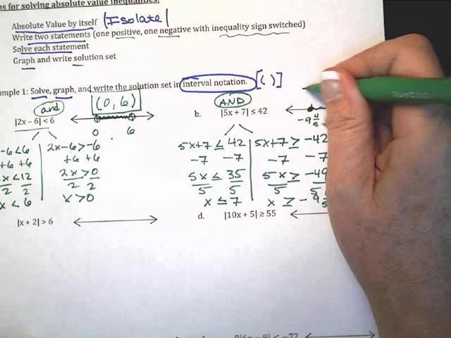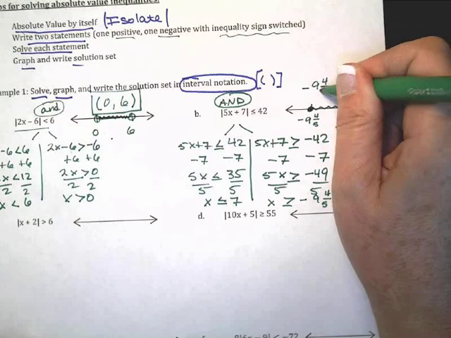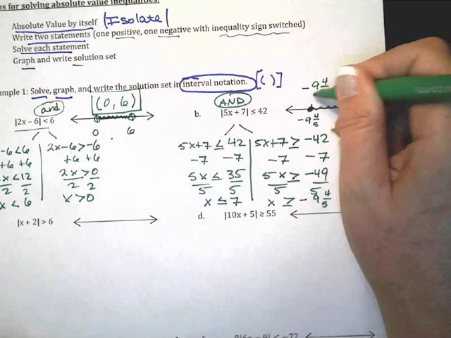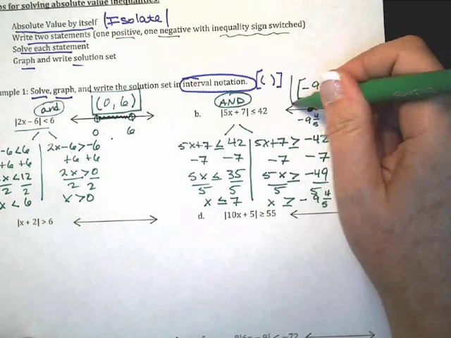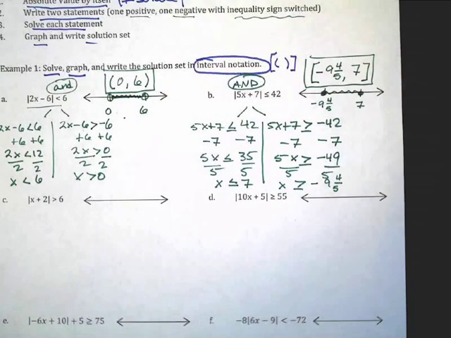So to write this interval, we take our two endpoints, negative 9 4/5 and 7, write those down and place the brackets next to each one of those. All right, let's go down to example C.